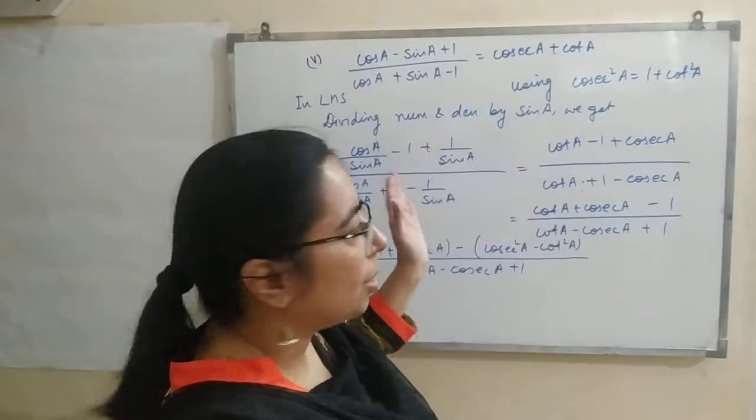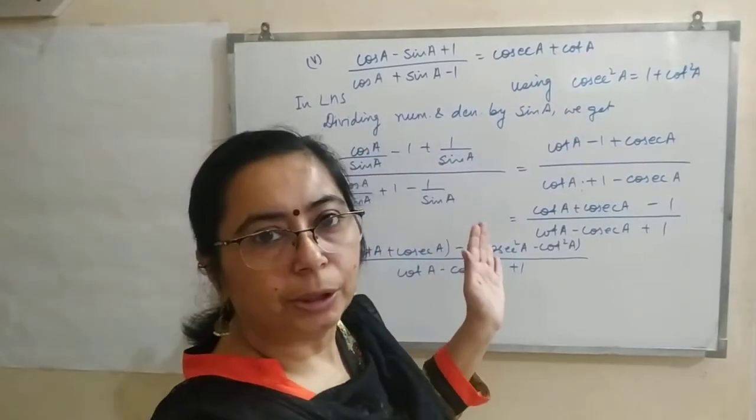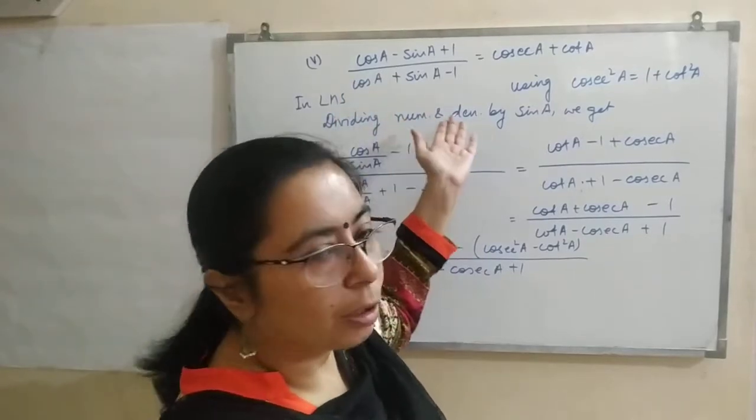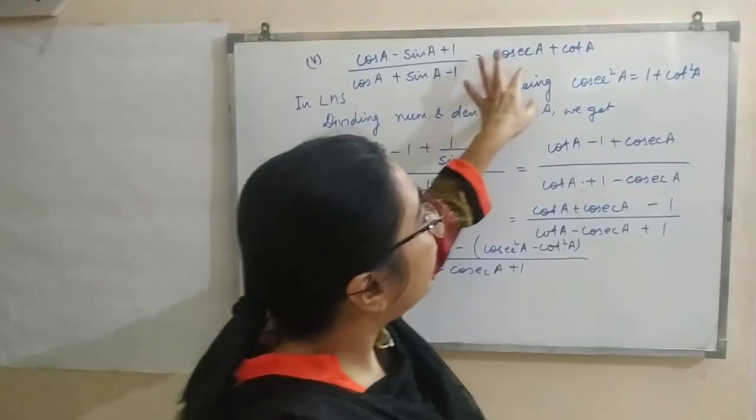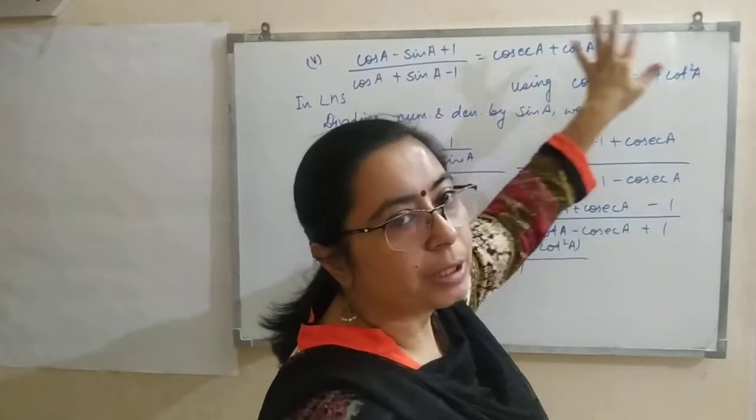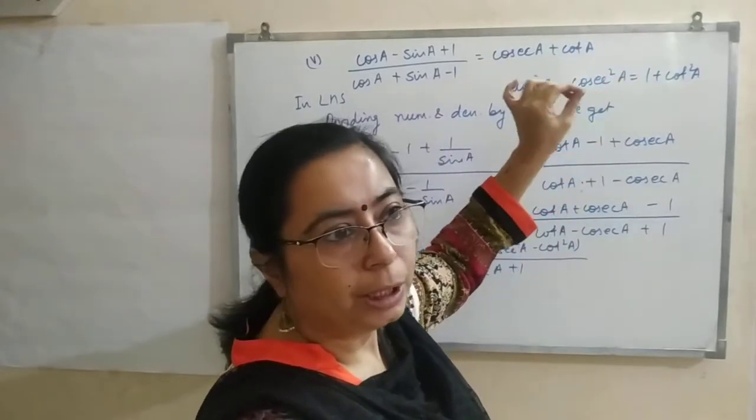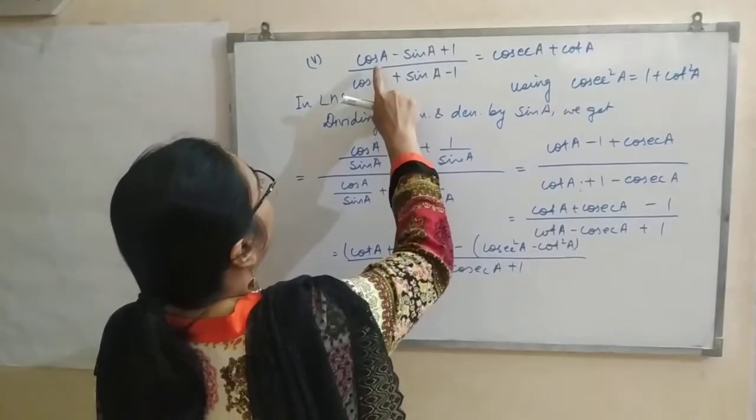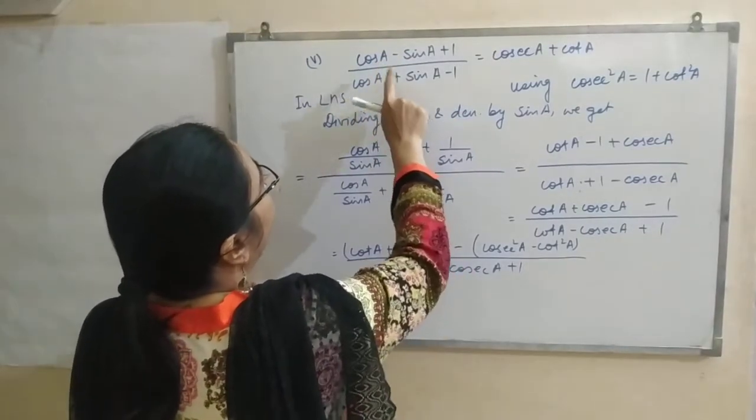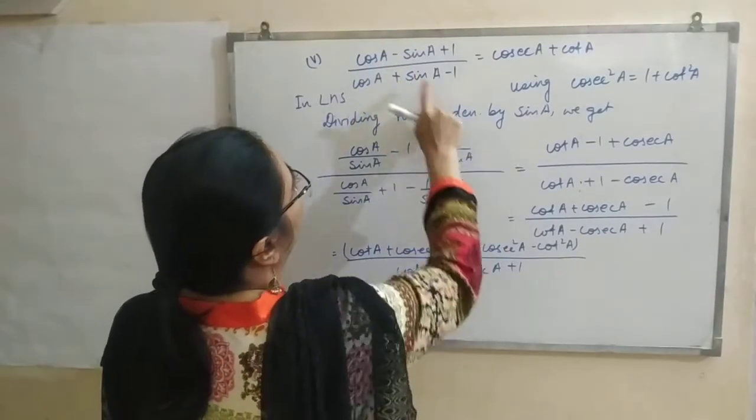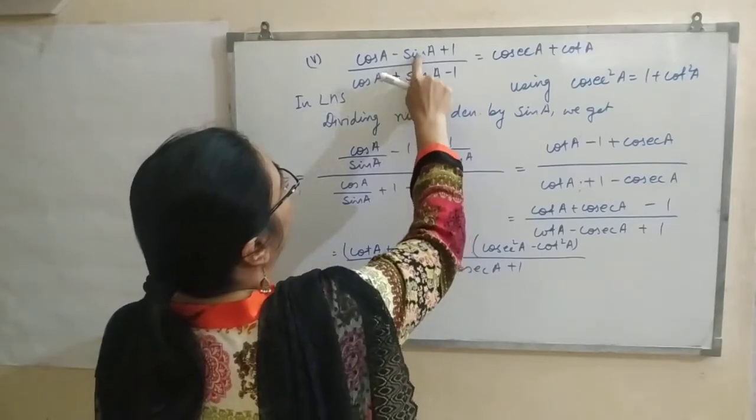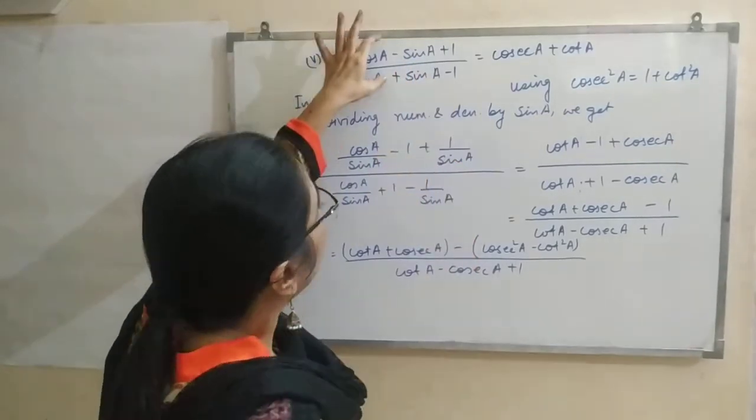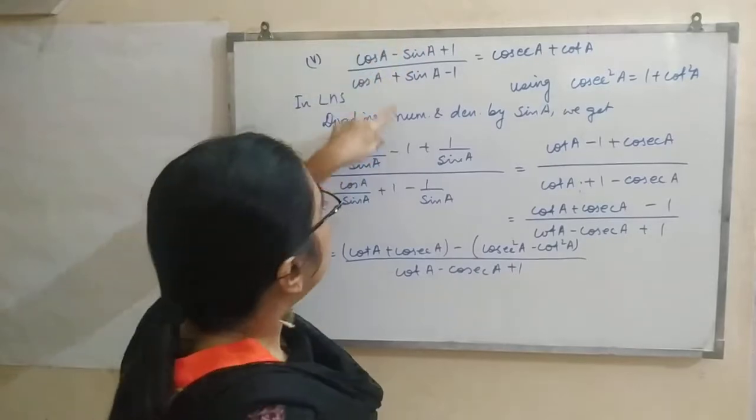Otherwise these are such questions that can be done with other methods also. We can use any other identity also and it will be solved. But when it is mentioned that you have to use this identity, then you have to be careful that you are using only that identity to prove it. Now again, in left hand side I am dividing it by sin a. Numerator and denominator, I am dividing each and every term by sin a.